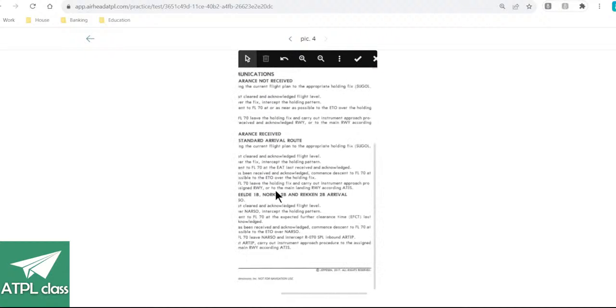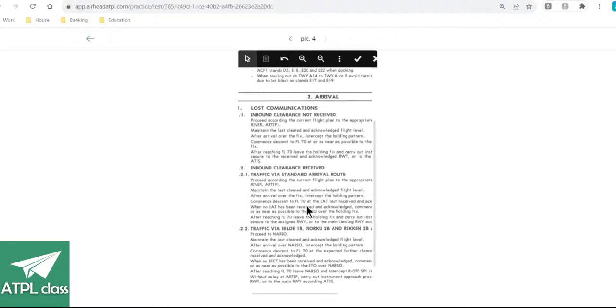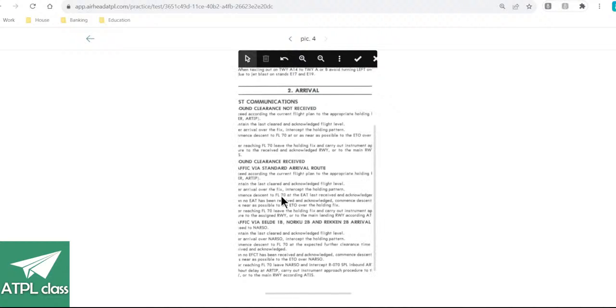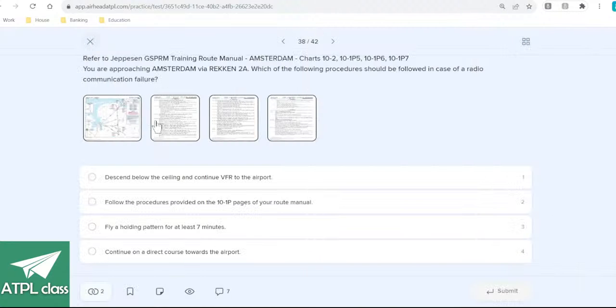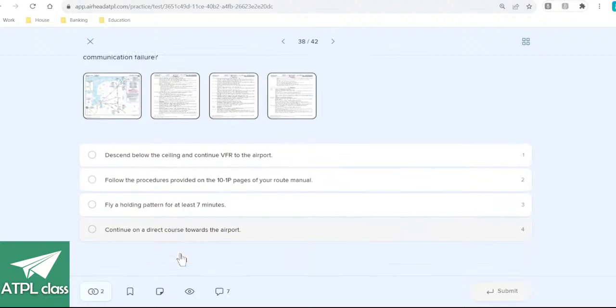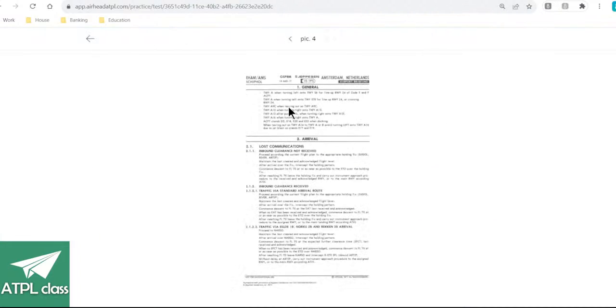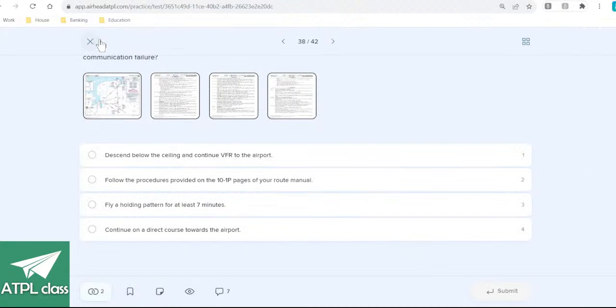Reckon 2 Bravo, so that doesn't proceed, that's not us. Right. The appropriate holding fix is RTIP for us. Yes, cool. For procedure provided, continue or direct course. Follow procedures 10.1p pages of your route manual. Doesn't want the specifics.